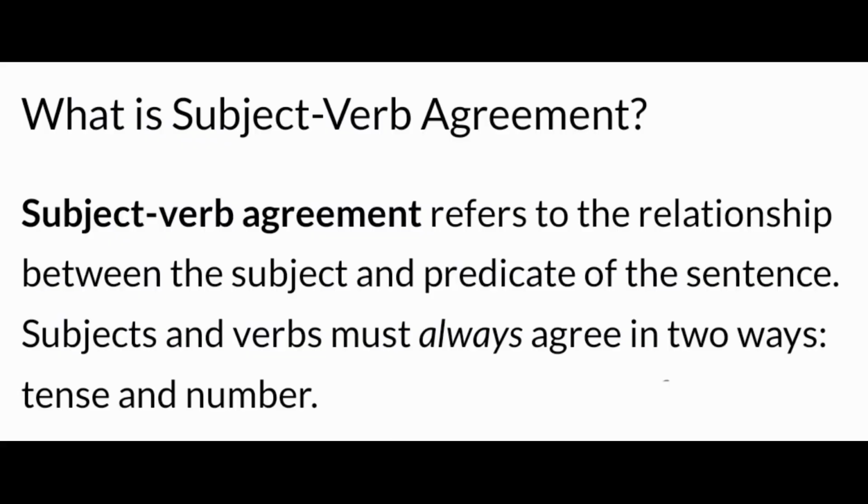Now, what is subject verb agreement? Subject verb agreement refers to the relationship between the subject and predicate of the sentence. Subject and verb must always agree in two ways, that is, tense and number.